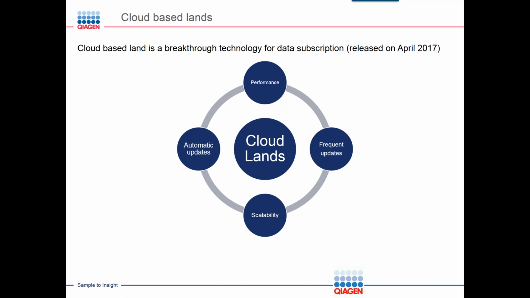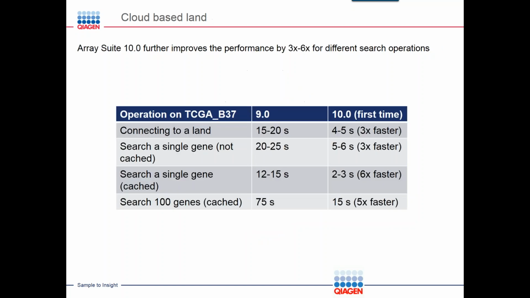Scalability, that's why I mentioned, what if we actually have 10 times more of the data than we already have now? Cloud LAN actually solves that problem. So let's take a look at the combination of 10.0 and cloud-based LAN and see how the performance looks like. So this is for searching, which is probably the most common operation for the user. When they get to the LAN, they search for either one gene or multiple genes.